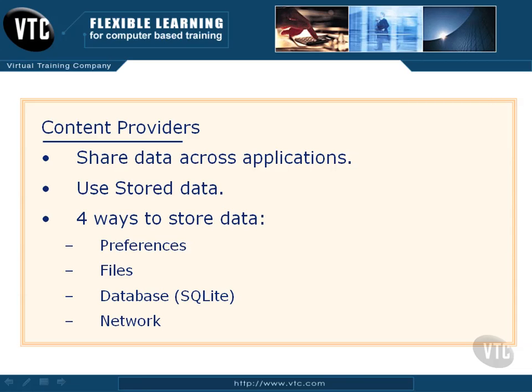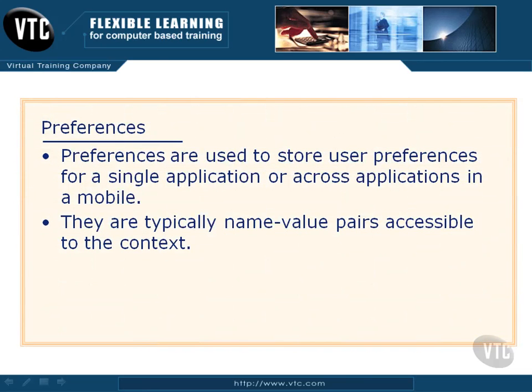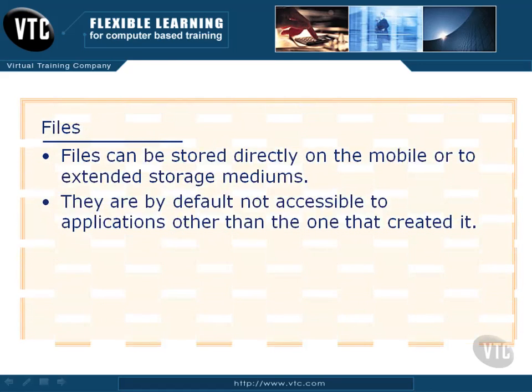Now, there are about 4 ways to store data in the Android operating system. There are preferences, files, the database, which is SQLite, and network storage. Preferences are used to store user preferences for a single application or across applications in the mobile. They are typically name-value pairs which are accessible to the context. Files can be stored directly on the device, or they can use extended storage media like SD cards. They're by default not accessible to other applications than the one that created it.